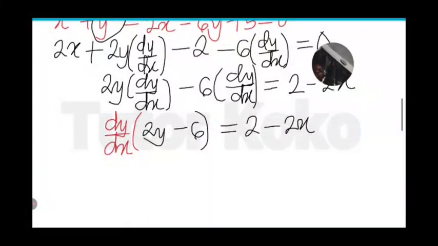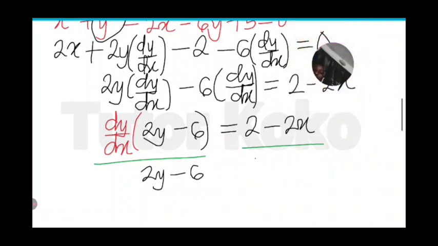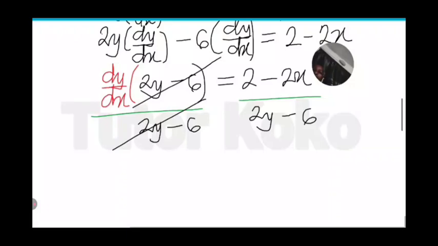So what am I going to do? I'm going to divide both sides by 2y minus 6. So that 2y minus 6 will cancel out 2y minus 6, and I'll be left with dy/dx equals 2 minus 2x over 2y minus 6.